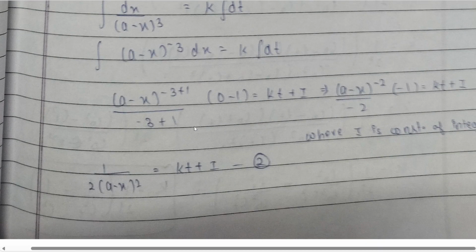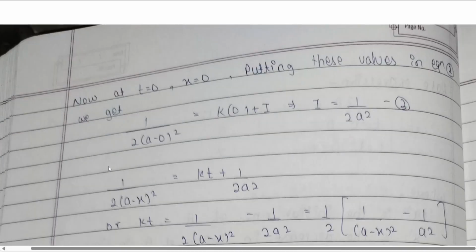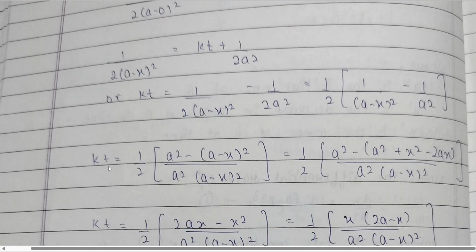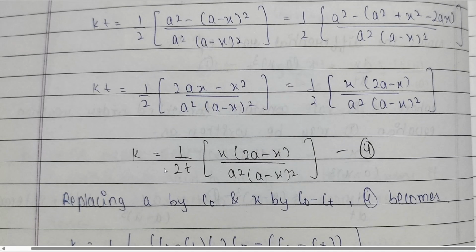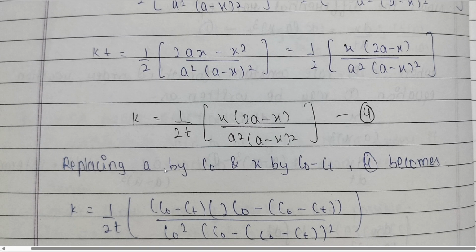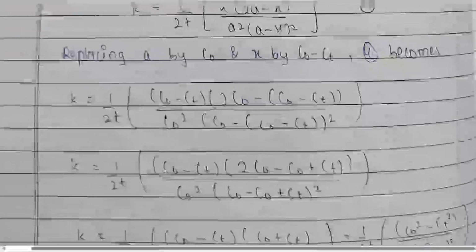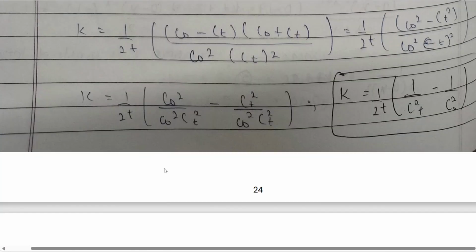And here goes the result: 1 by 2 (a minus x) whole square is equal to Kt plus I. At t is equal to 0, x is equal to 0, I is equal to 1 by 2a square. Then putting this value and solving further, the result comes K is equal to 1 by 2t, x (2a minus x) by a square (a minus x) whole square. Replacing a by C node and x by C node minus Ct, here comes the result: K is equal to 1 by 2t (1 by Ct square minus 1 by C node square).